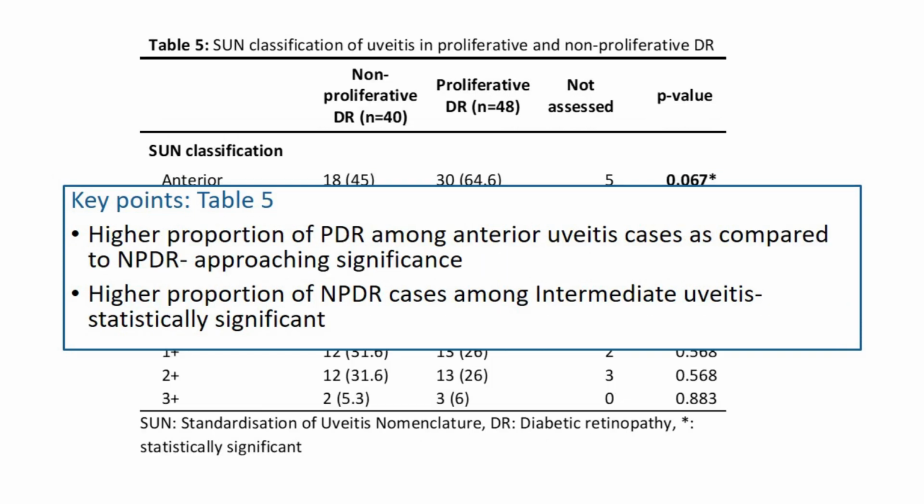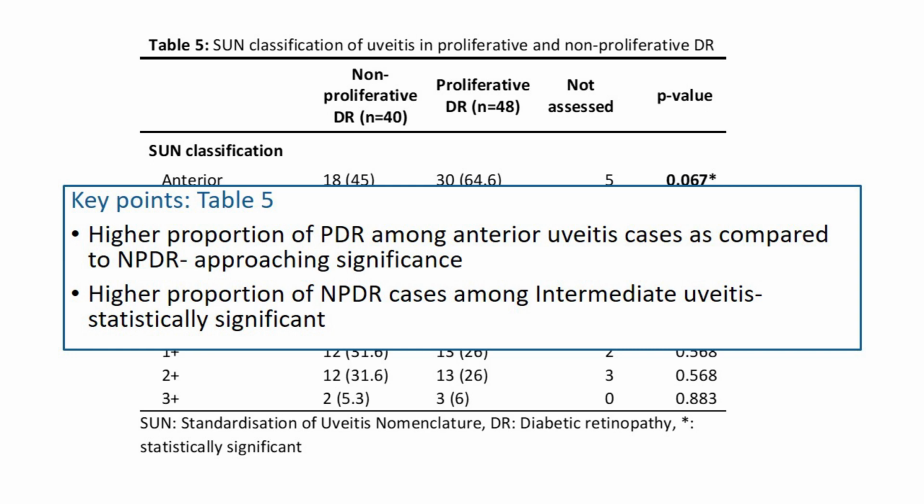Next, coming to the fifth table of our article, we have distributed the patients based on non-proliferative and proliferative diabetic retinopathy, and the uveitis details were considered. So, based on the Sun classification of uveitis, patients were distributed between anterior, intermediate, and posterior and panuveitis. Here, we noted that we had a higher proportion of anterior uveitis among the proliferative diabetic retinopathy group as compared to non-proliferative diabetic retinopathy group. This value was almost reaching statistical significance.